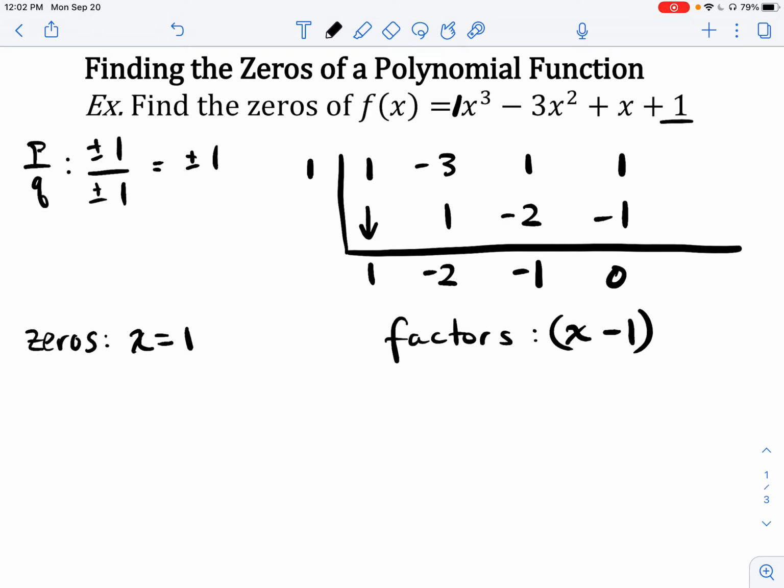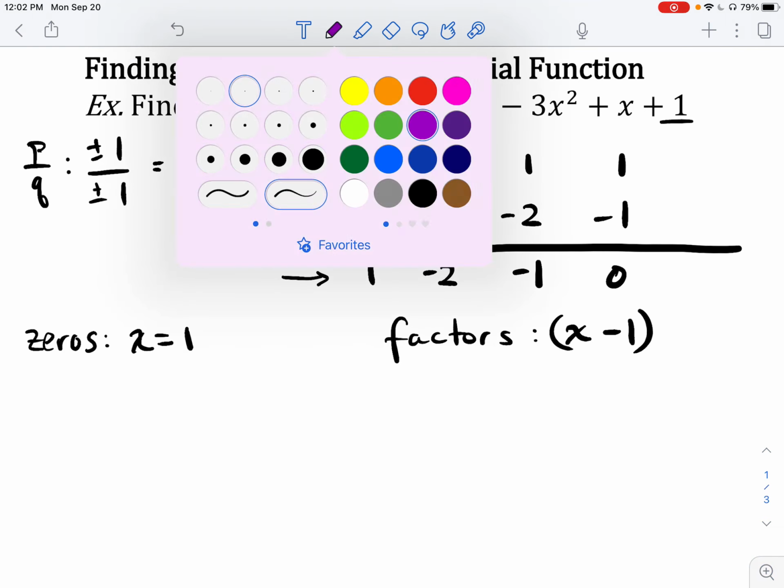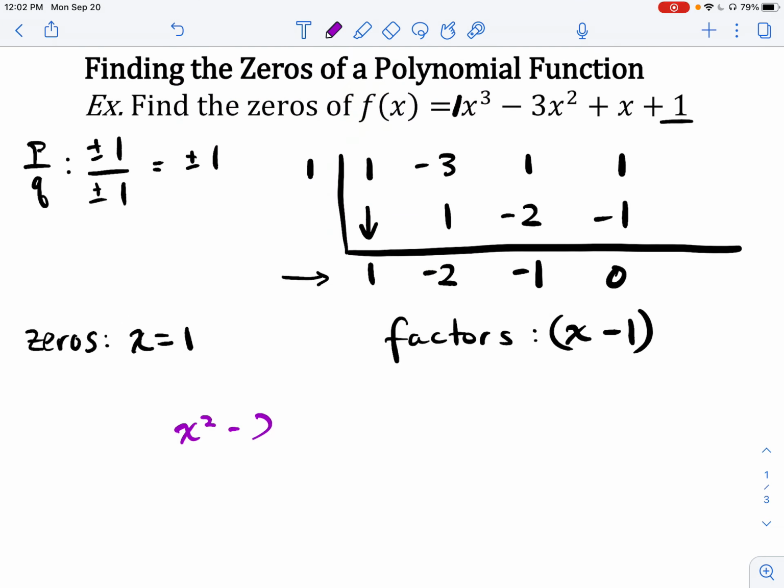So look at our resulting quotient, which represents all the coefficients of our polynomial function. From here, I can say x squared minus 2x minus 1. Now you can continue to try the synthetic division here, but when we get a quadratic, it's often nice just to look at that and ask ourselves, can I factor this, or try to find the zeros using either the quadratic formula or completing the square. I see that this is not factorable, so I'm going to try to use the quadratic formula.